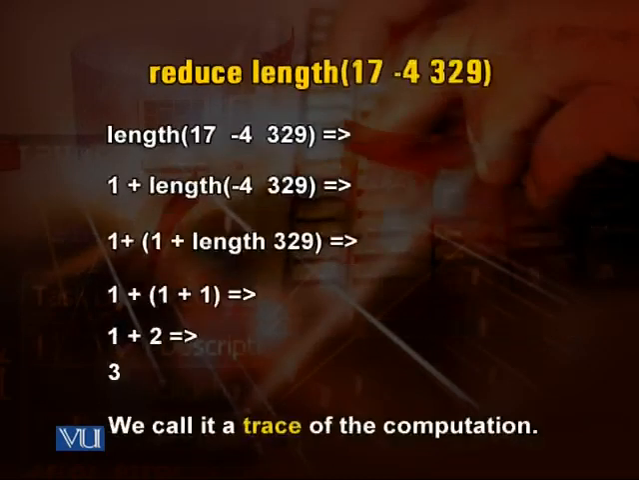This is what happens here. We start with this length 17 -4, 329. It is reduced to 1 plus length -4, 329, which is reduced to 1 plus length 329, which is reduced to 1 plus 1 plus 1, which is reduced to 1 plus 2, and we finally get the answer 3, and this is what we call a trace of a computation.